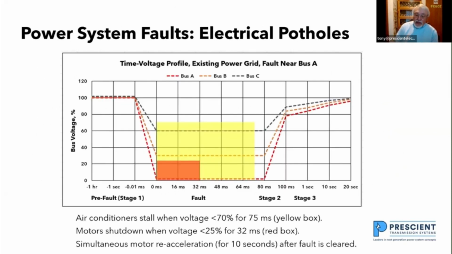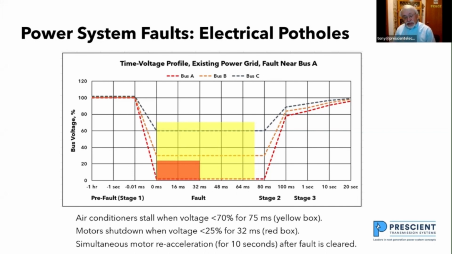So anyhow, what we did is we put together a time voltage profile that shows a power grid with a fault on it near bus A. And I showed the voltage at 3 different locations when this fault occurred. And the scale goes from 1 hour to 20 seconds across the bottom.